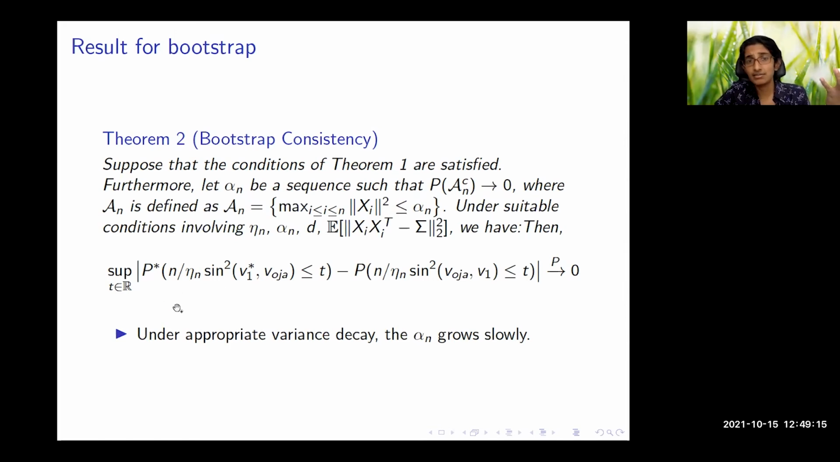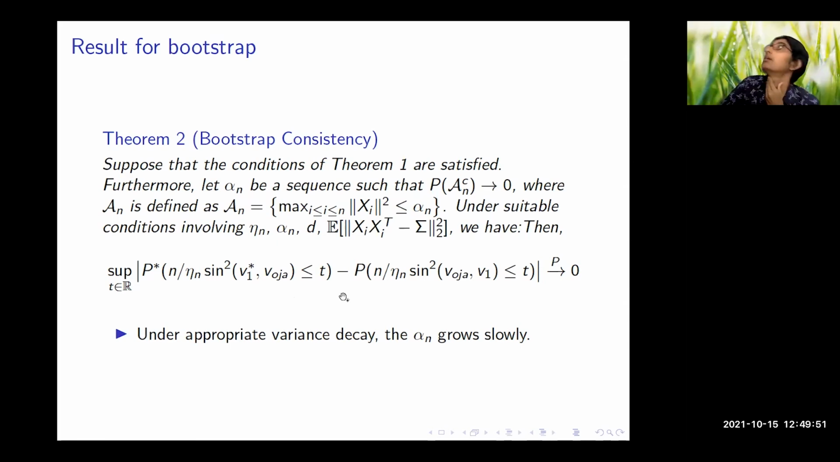And this line, all it's saying is exactly what we had before. The only thing is there is a P star. P star basically means conditioned on data. So you are looking at the conditional distribution of your bootstrapped sine square errors. And you are basically saying, if I look at those two CDFs, this is the truth. This is kind of what you would do if you just generated lots of data sets, knew your V1, and then calculated a histogram from that, calculated a CDF from that. So we are basically showing that this goes to 0.